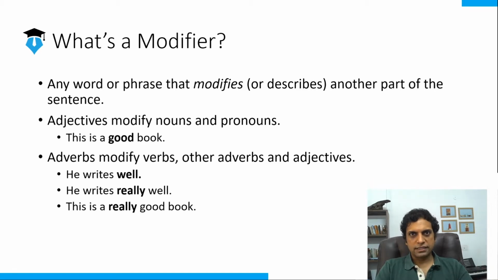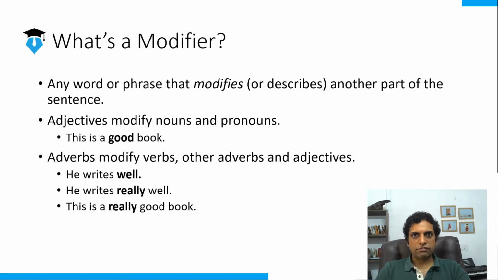Subject, verb, object. This is a book. Now if you want to say something more about the book, you'll say this is a good book. Good is an adjective. An adjective is something that describes a noun or a pronoun. So here the word good is modifying the word book.